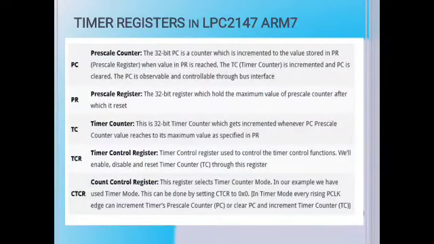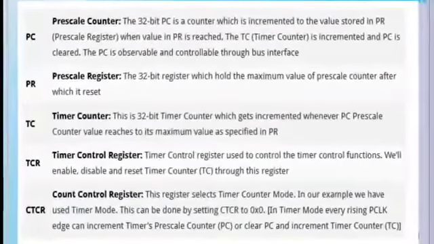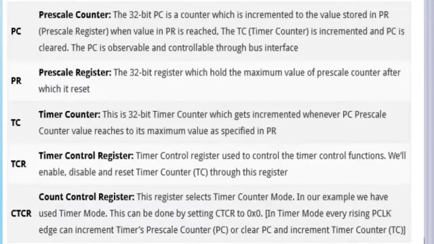Timer registers in the LPC2148: the prescale counter. The 32-bit prescale counter is a counter which is incremented up to the value stored in the prescale register. When the value in the prescale register is reached, the TC is incremented and PC is cleared. The PC is observable and controllable through the bus interface. Prescale register, the 32-bit register which holds the maximum value of the prescale counter after which it resets. And timer counter, this 32-bit timer counter gets incremented whenever the prescale counter value reaches its maximum value.